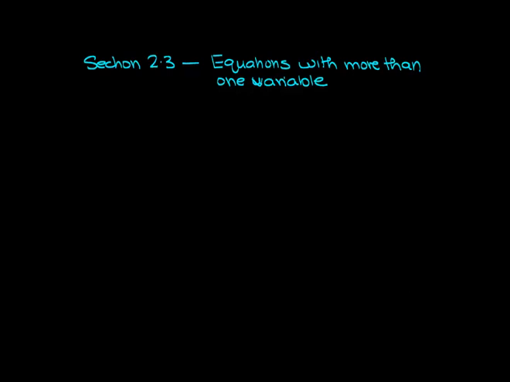Section 2.3 Equations with more than one variable. This section is just an extension of section 2.1 where we learned how to solve linear equations. If you recall in the previous section, in section 2.2, we had a formula for motion problems. If you recall, we had a formula that was this: rate is equal to distance over time.